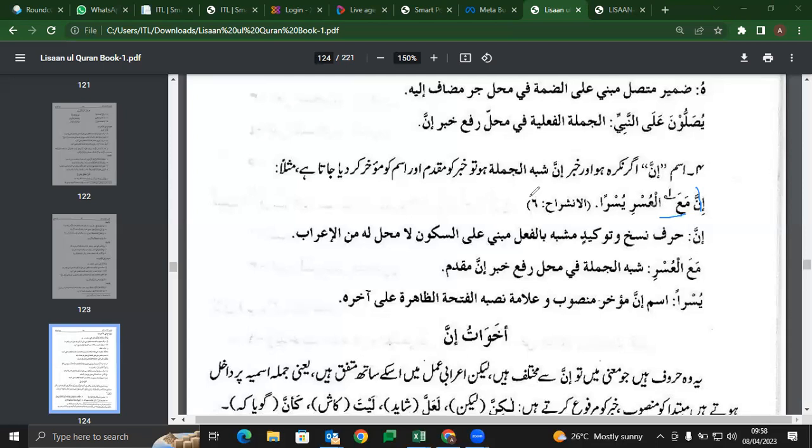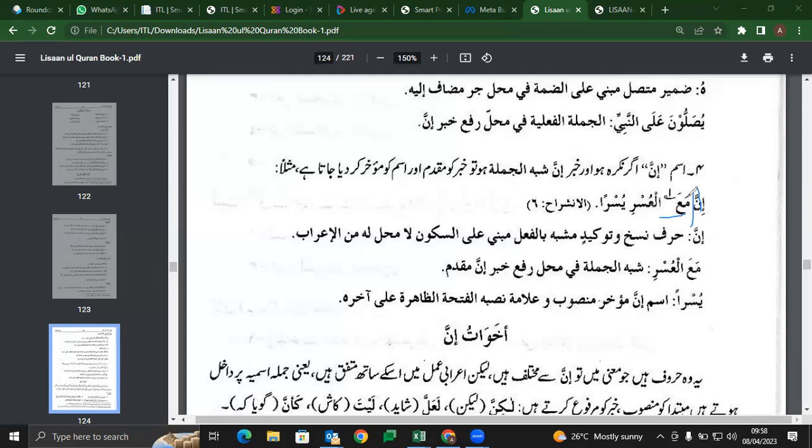This is very important to remember, that only in this case, because this is an exceptional case. Normally you have an inna and then you have something that is made to be mansoob because of the inna.